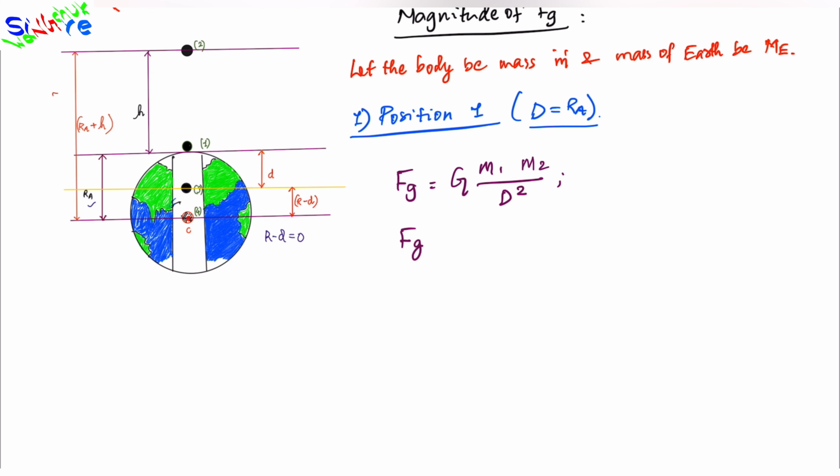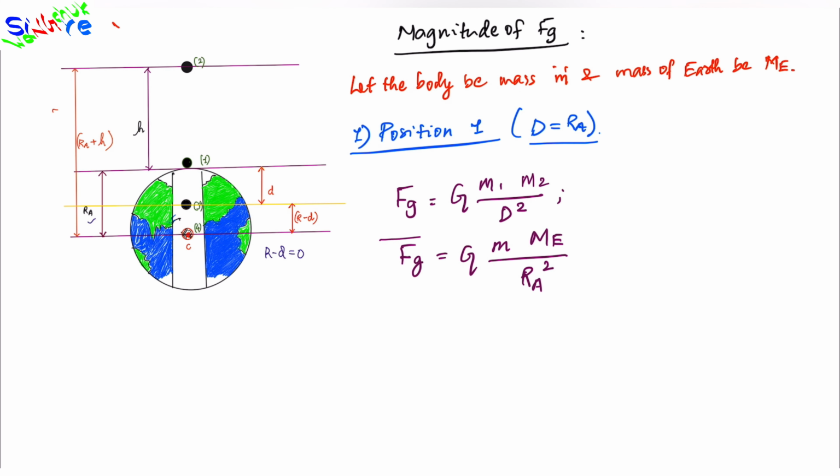At position 1, we know that the capital D is just equal to the radius of the earth. From Newton's law of gravity, we have Fg equal to G m1 m2 by d square. Writing this equation in terms of the conditions here, we get Fg equals G m me by Ra square. So this is the magnitude of gravity at position 1, which is on the surface of the earth.